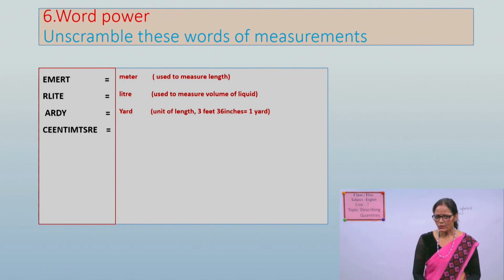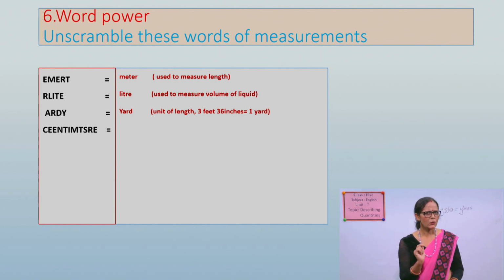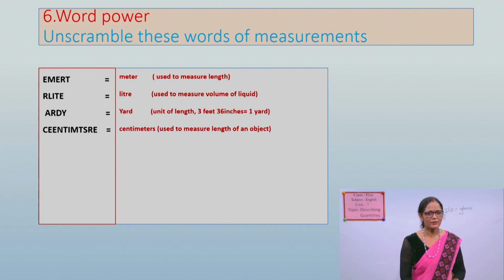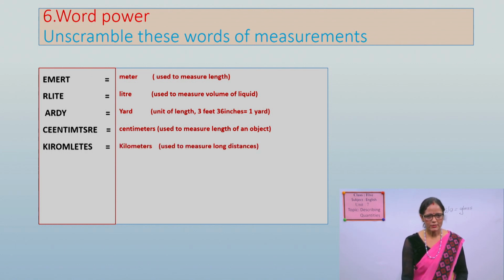Can one scramble it? It starts with C. Can you guess? Yes, you have done it well. Centimeters. It is used to measure length of an object. Next one. It is already done. Okay, good job. It is kilometers. Our school is 2 kilometers away from our house.